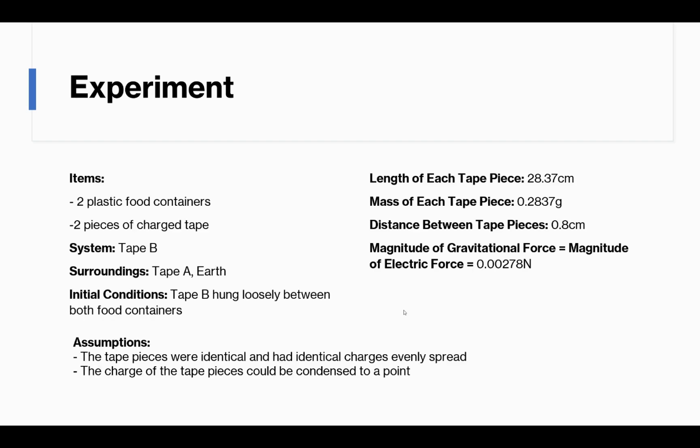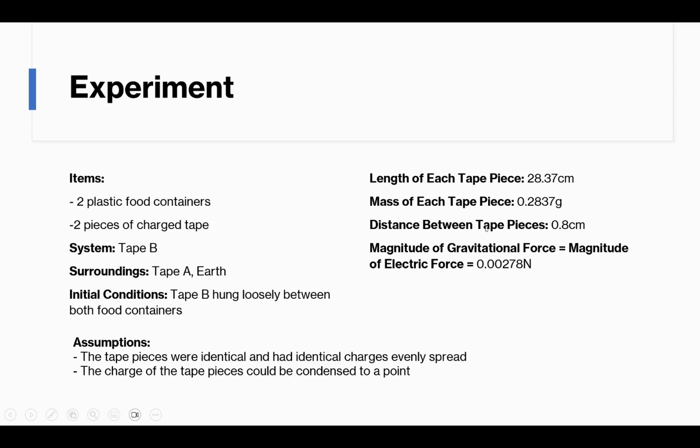For the experiment where we levitated tape, the items I used were 2 plastic food containers and 2 pieces of charged tape. The system was tape B, the surroundings were tape A and earth. The initial conditions were that tape B hung loosely between both food containers. The length of each tape piece was 28.37 centimeters, or assumed to be for mathematical calculations, which meant that the mass of each tape piece was 0.2837 grams.